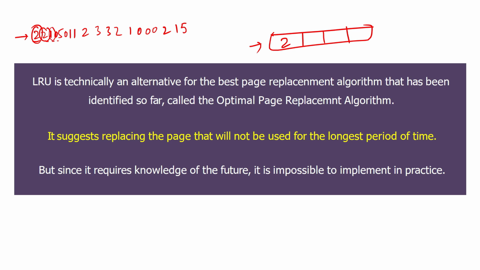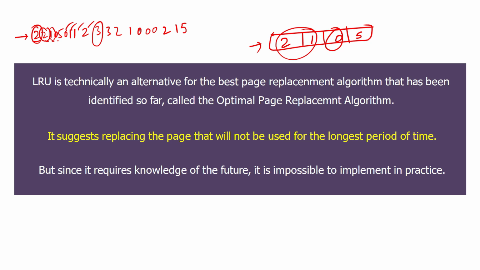The third one is 1. 1 should be put here. Then 0, it should be put here. Then 5, it should be put here. Then again 0. So 0 is there already, it's okay. We don't need to replace anyone right now. So 1 1 2, I mean they're all available.